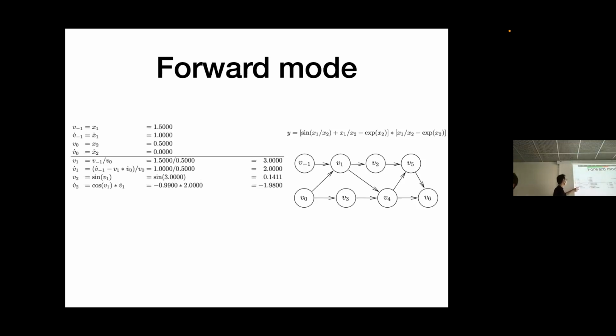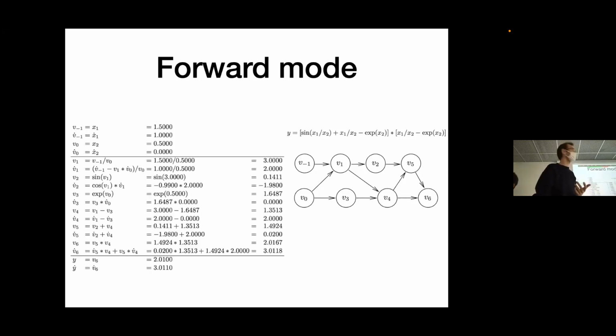Okay, so v2 is sine of v1. When you compute the derivative, it's the derivative of this with respect to x1. And you have this, basically, it's just the derivative with respect to v1. And you do this again and again and again. So at the end, because you have split the way you compute y into very simple operations, you are able to compute each derivative. And at the end, you have the derivative of y with respect to x1, and you have the value exactly.